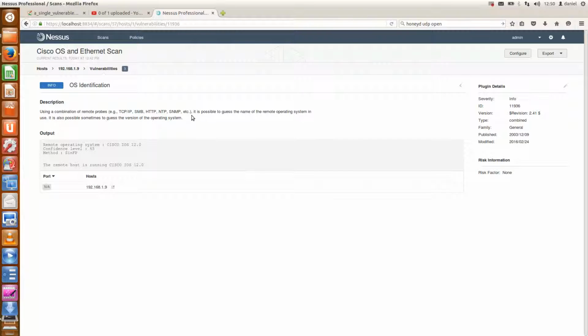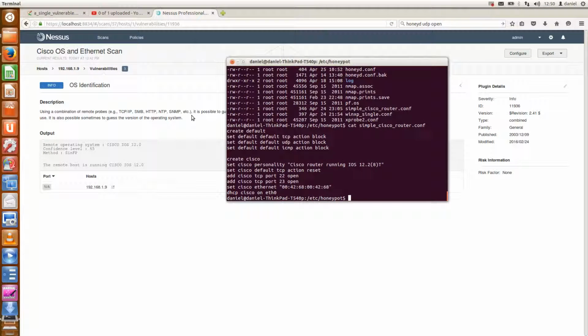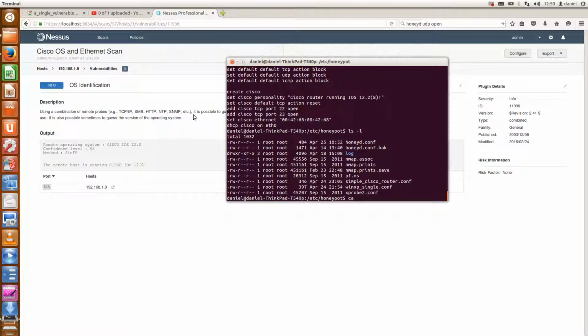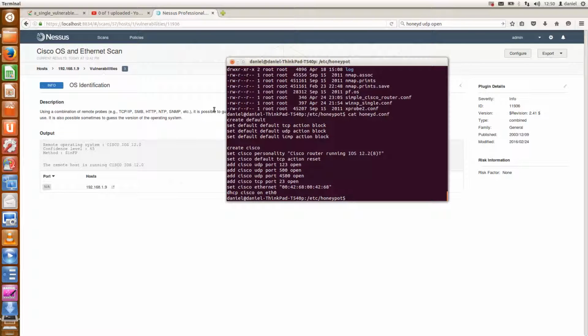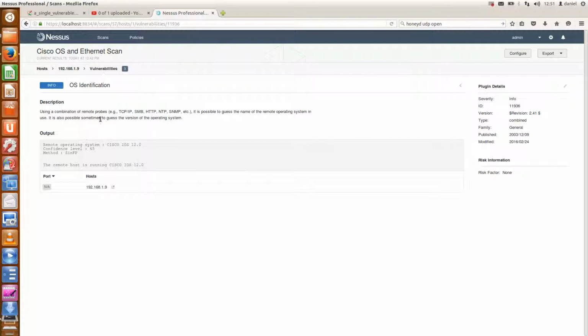So in the next few experiments, I will enable different ports. Maybe just to give you a highlight in terms of that configuration, let's look at my honeyd.conf. I want to utilize NTP, port 500, port 4500, very popular on routers in general. Obviously Telnet because I want to capture usernames and passwords. And then obviously just use the same Ethernet MAC address and the same operating system personality. So that's what's to come, but good to see that Nessus is being fooled by my honeypot.